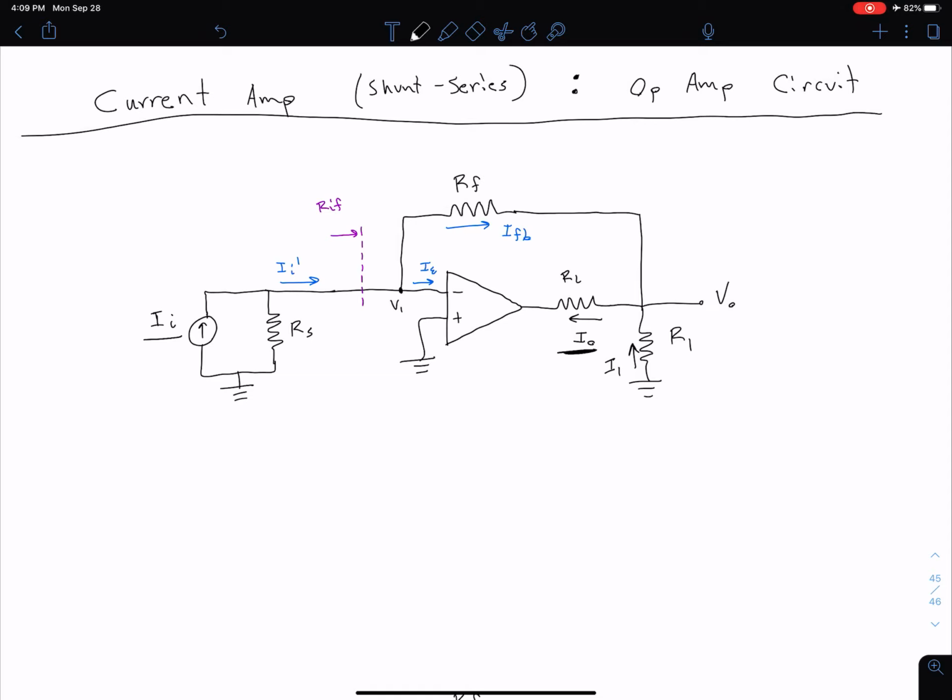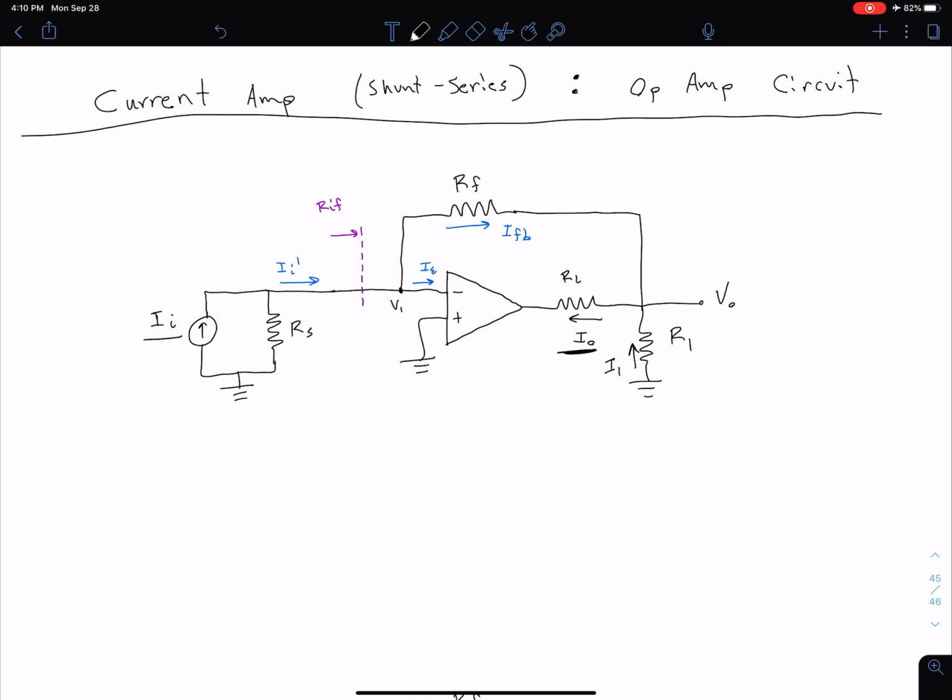We have labeled some blue currents as well, which will relate to our basic feedback topology of input equals our error plus our feedback, as we can see by doing a KCL at our inverting input terminal. We're not going to investigate it, but we could also define an input resistance RIF as shown here, as well as an ROF, output resistance, which is not shown.